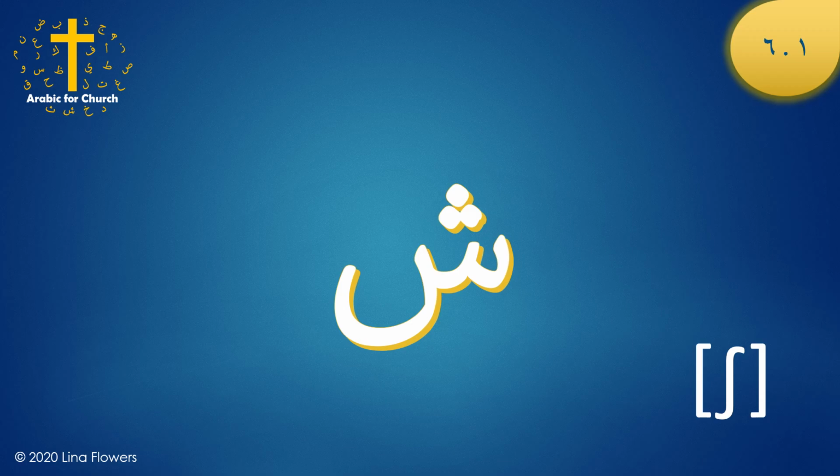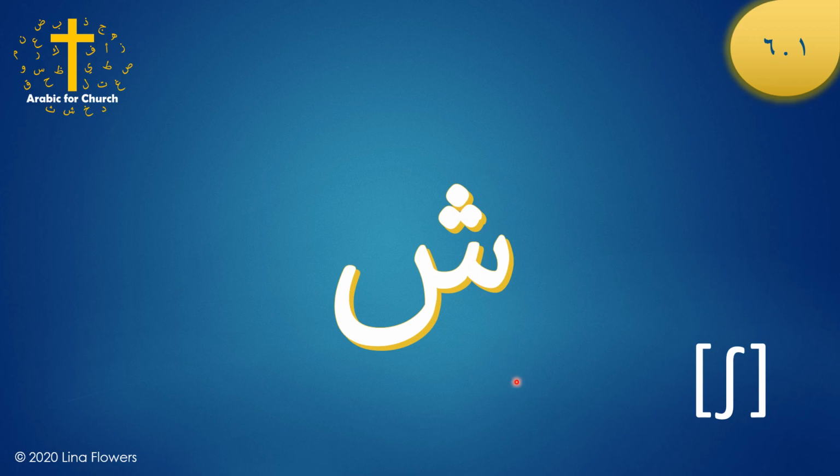The other letter we're looking at is the letter Sheen. It's got the exact same main shape as Sin, but it has three dots on top, formed in the exact same way we looked at in lesson 1.2 when we looked at the letter Tha. So these three dots form the angles of a triangle.